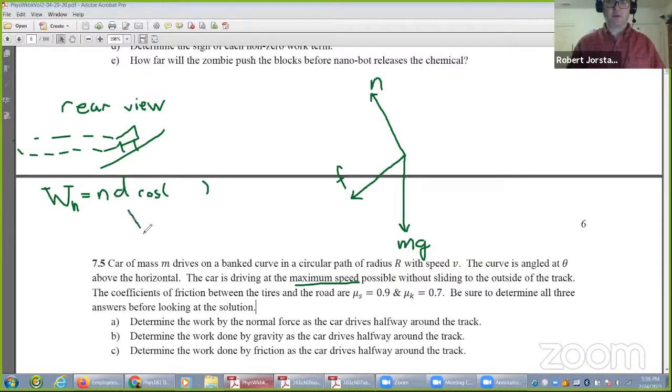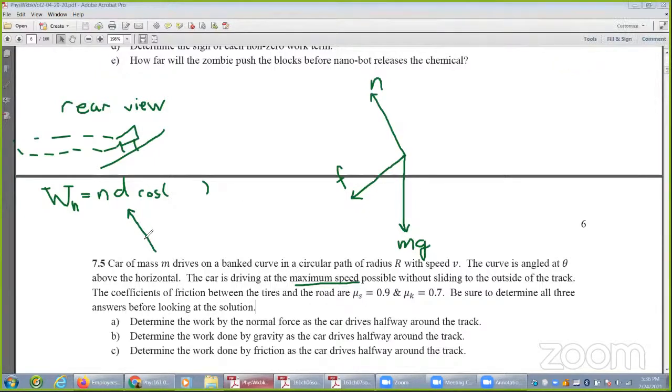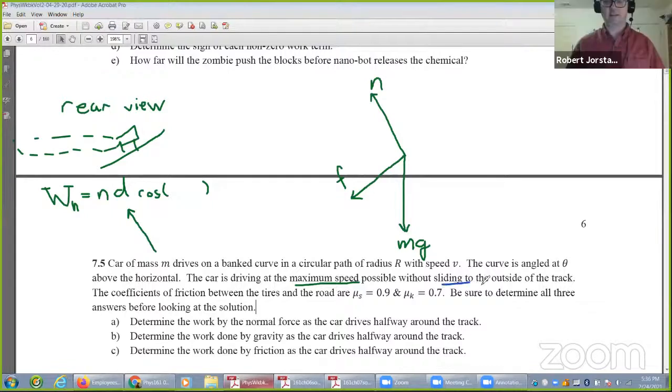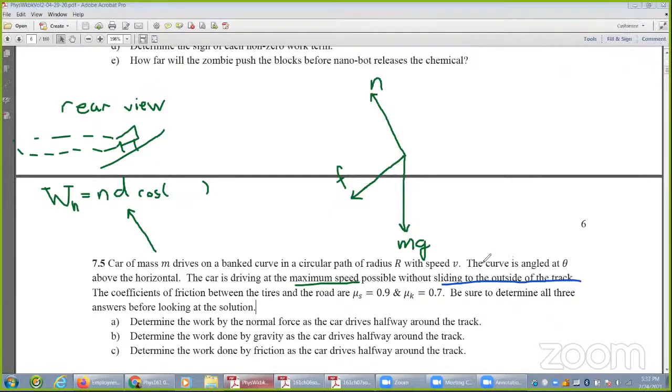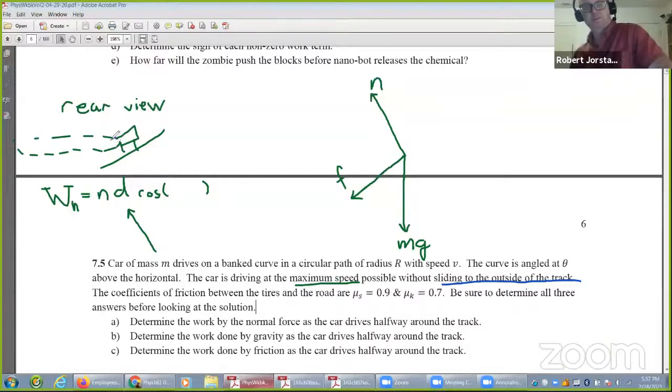The normal force is this way. What direction is this car moving at this instant in time? Up the plane? Nope. It's not sliding to the outside of the track. To the right? Nope. Think about this picture here. Maybe I should draw the top view. Remember how I said sometimes the top view can help?